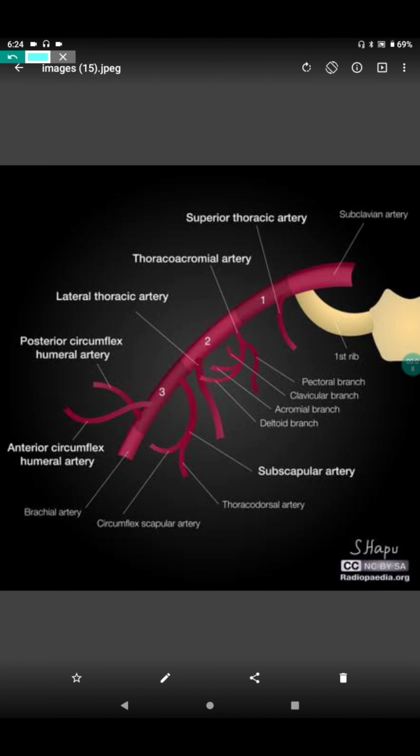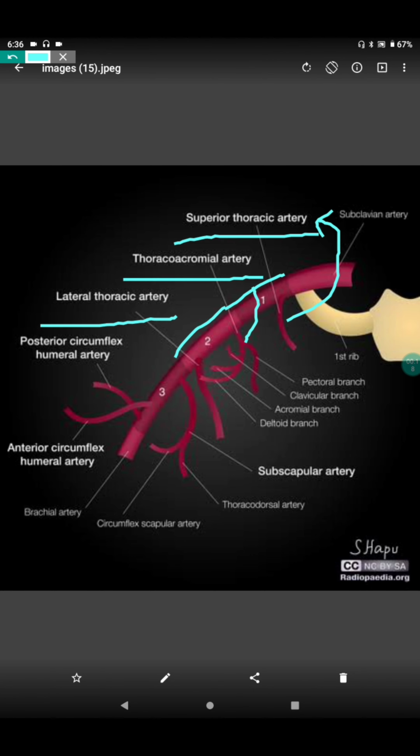Now let's move on to the branches of the axillary artery. The axillary artery gives 6 branches. 1 branch from the first part, 2 branches from the second part and 3 branches from the third part. The one and only branch which arises from the first part is the superior thoracic artery. This is the only branch of the first part. Now the second part gives rise to 2 branches, thoracoacromial artery and lateral thoracic artery. This is the thoracoacromial artery and this is the lateral thoracic artery. These two are the 2 branches of the second part.